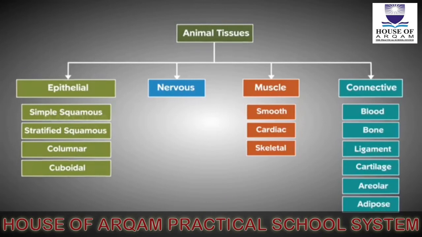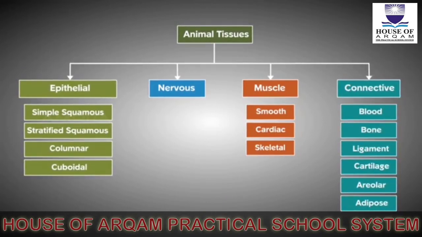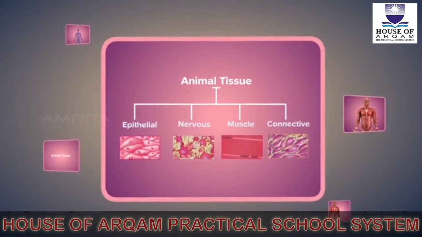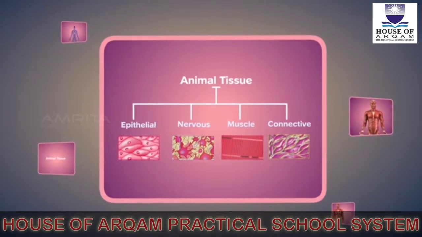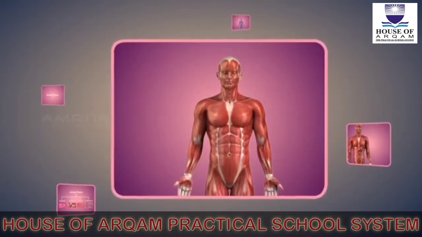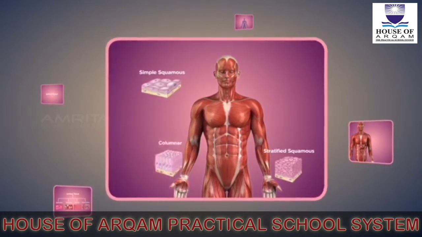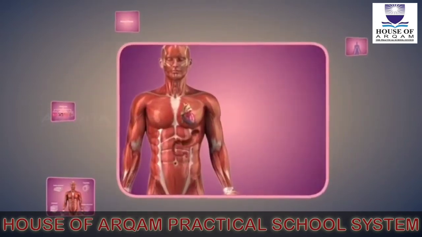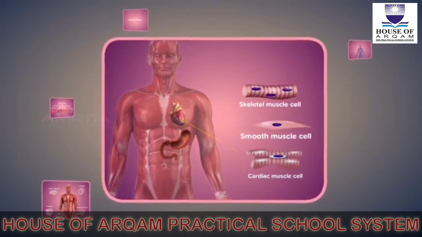In conclusion, we have seen and understood the types of animal tissues, their subclassifications, and their functions. Things to remember: animal tissues are grouped into epithelial, nervous, muscle, and connective tissues. Epithelial tissues are subdivided into simple squamous, stratified squamous, columnar, and cuboidal epithelium. The three types of muscle tissues are skeletal, smooth, and cardiac muscles.